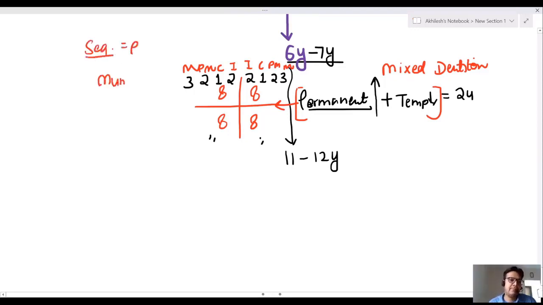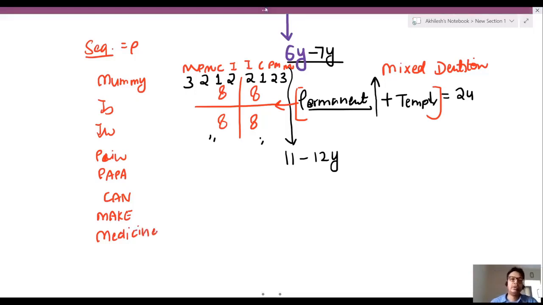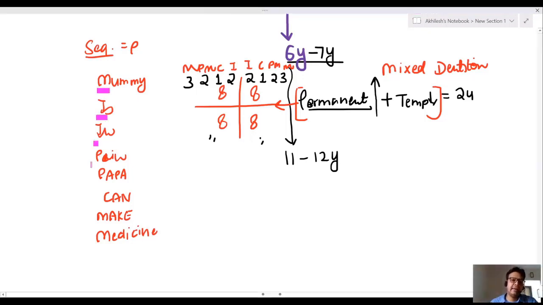It's very simple. Mummy is in pain. Papa can make medicine. What is this? M I I P P C M. Actually, you have to pick the first alphabet.